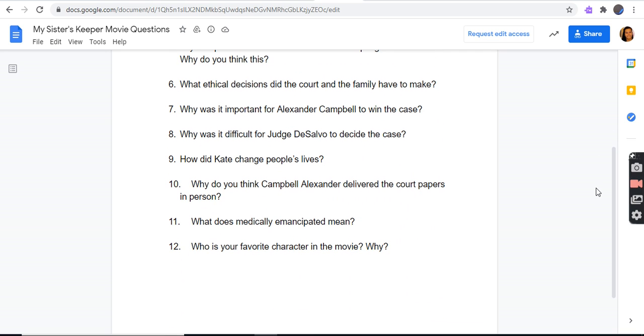What ethical decisions did the court and the family have to make? Why was it important for Campbell Alexander to win the case? Why was it difficult for Judge DeSalvo to decide the case? How did Kate change people's lives? Why do you think Campbell Alexander delivered the court papers in person? What does medically emancipated mean? Who is your favorite character in the movie and why?